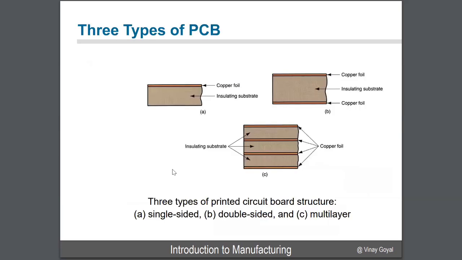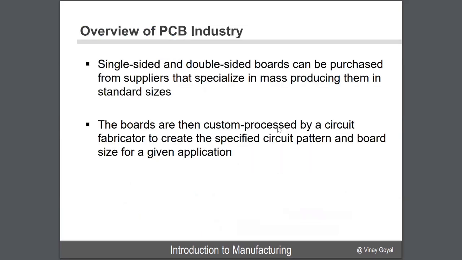And here you can see the pictures of it. Here you can see the insulating substrate. Here's the copper foil. For the second kind, the double-sided, you have it on both sides. And here you can see the copper foil in 4 locations. So the overview of the printed circuit board industry is what we're going to be talking about.